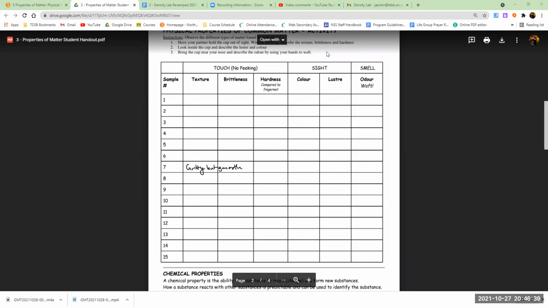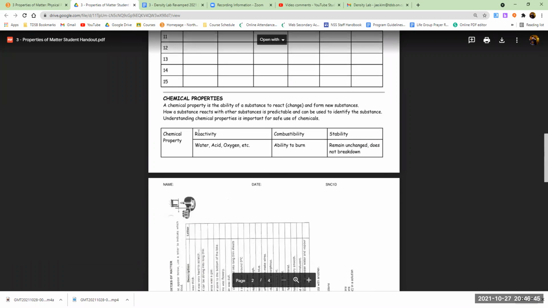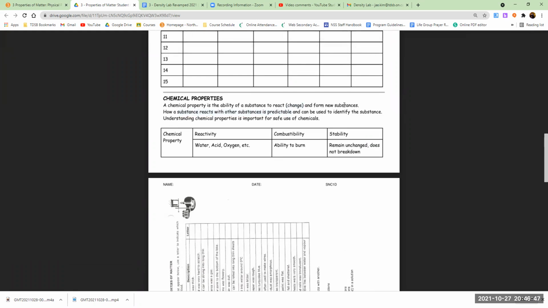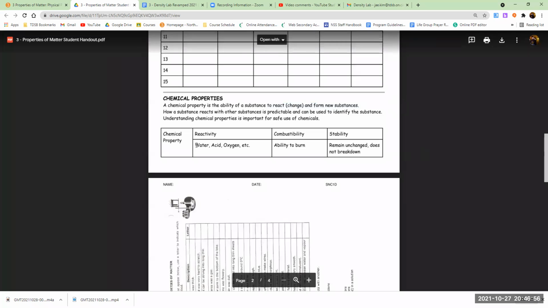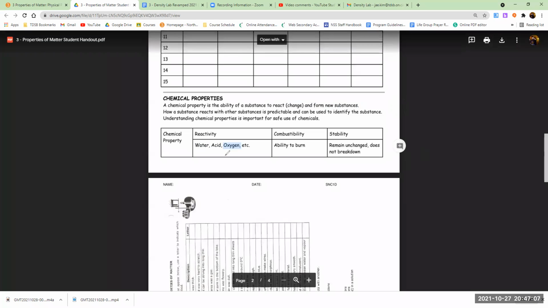Following that exercise, I moved quickly into chemical properties, the different ways we can describe something as it changes into something else. A chemical property describes the ability to change into something else given a certain situation. In other words, react. You can describe an object's chemical property by describing how well it reacts with water, acid, oxygen, like rusting, etc. You can describe the ability to burn as a chemical property, and so on and so forth.